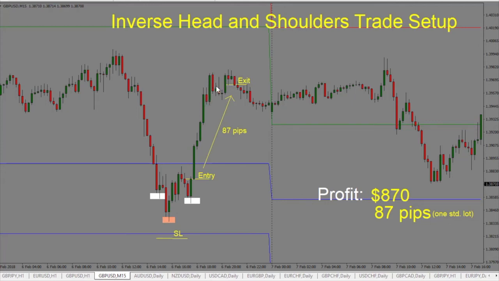Once we see that the price starts to go sideways and it's just not able to break any higher here, we can exit the trade. From entry to exit here, we get 87 pips in the trade. So our profit is 87 pips, or $870 if we are trading one standard lot.